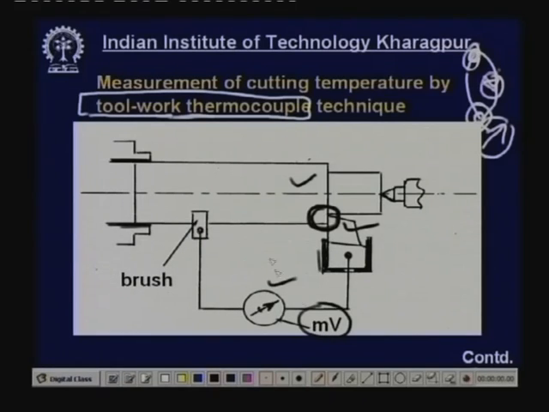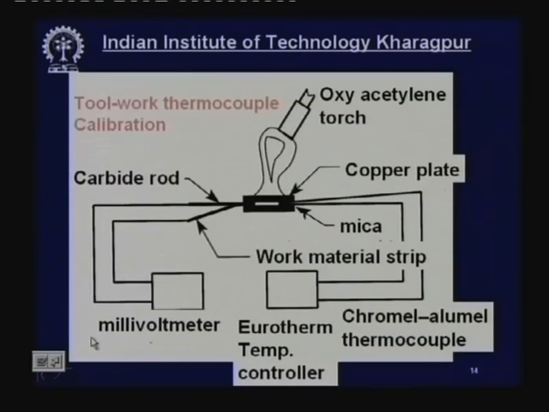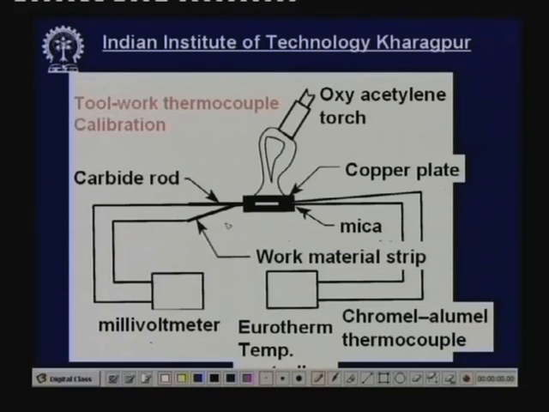Now, this has to be calibrated for these two different materials in advance. How is it done? Here, this is the carbide. Suppose the work material is mild steel, and this is carbide. This is the junction, and this junction is fitted on a hot plate, say a copper plate, on which this is brazed. So, when this is heated, this junction will also be heated, and this is the other cold end.